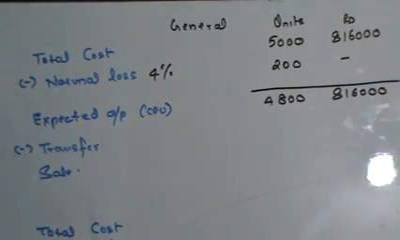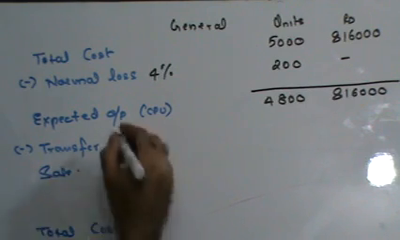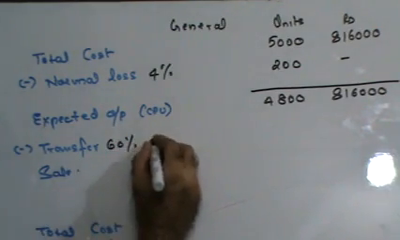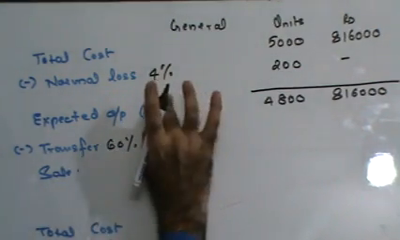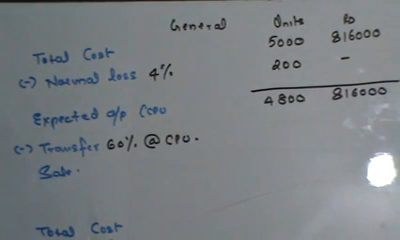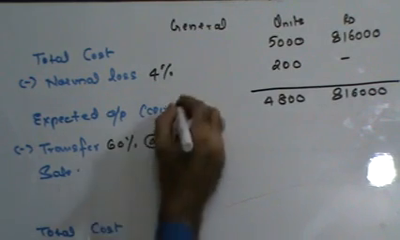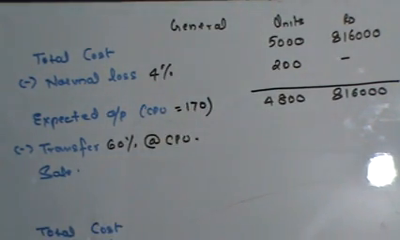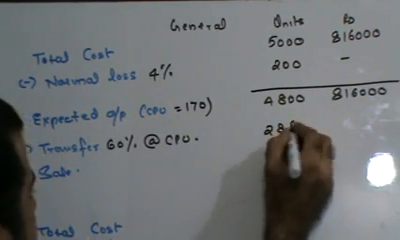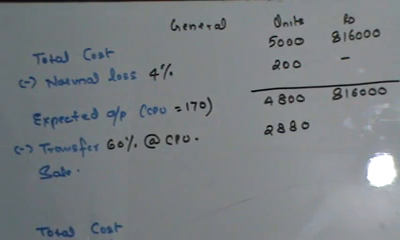Now we are saying that 60% is transferred to the lower process. Transfer is always at the rate of CPU. First, let's find out the CPU. How do I get CPU? 8,16,000 divided by 4,800, which will be 170. So your CPU will be 170. Now 60% of 4,800 is going to be 2,880. 2,880 into 170 will be 4,89,600.